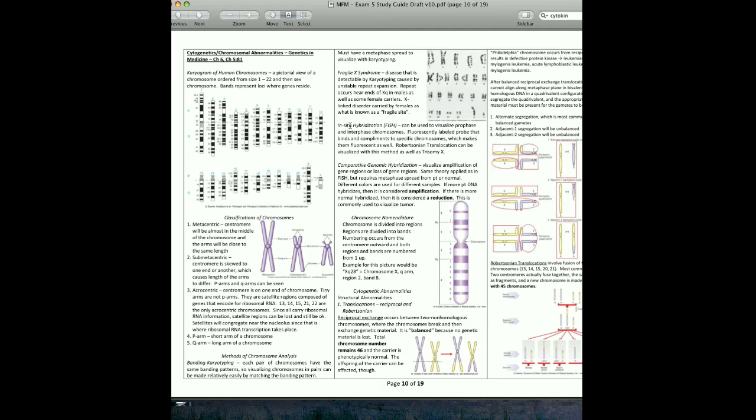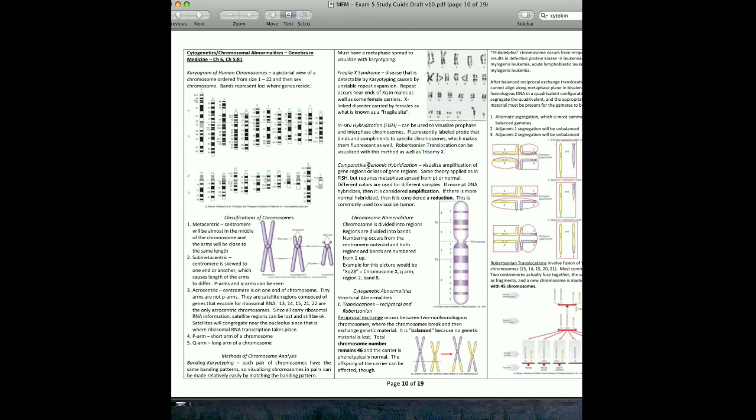Secondly, you have fluorescent in situ hybridization. You have fluorescent probes. You have to be in prophase or interphase to do this. And those will bind and complement to specific chromosomes. You'll be able to see the fluorescent visually, and you can visualize Robertsonian translocation and trisomy X like this.